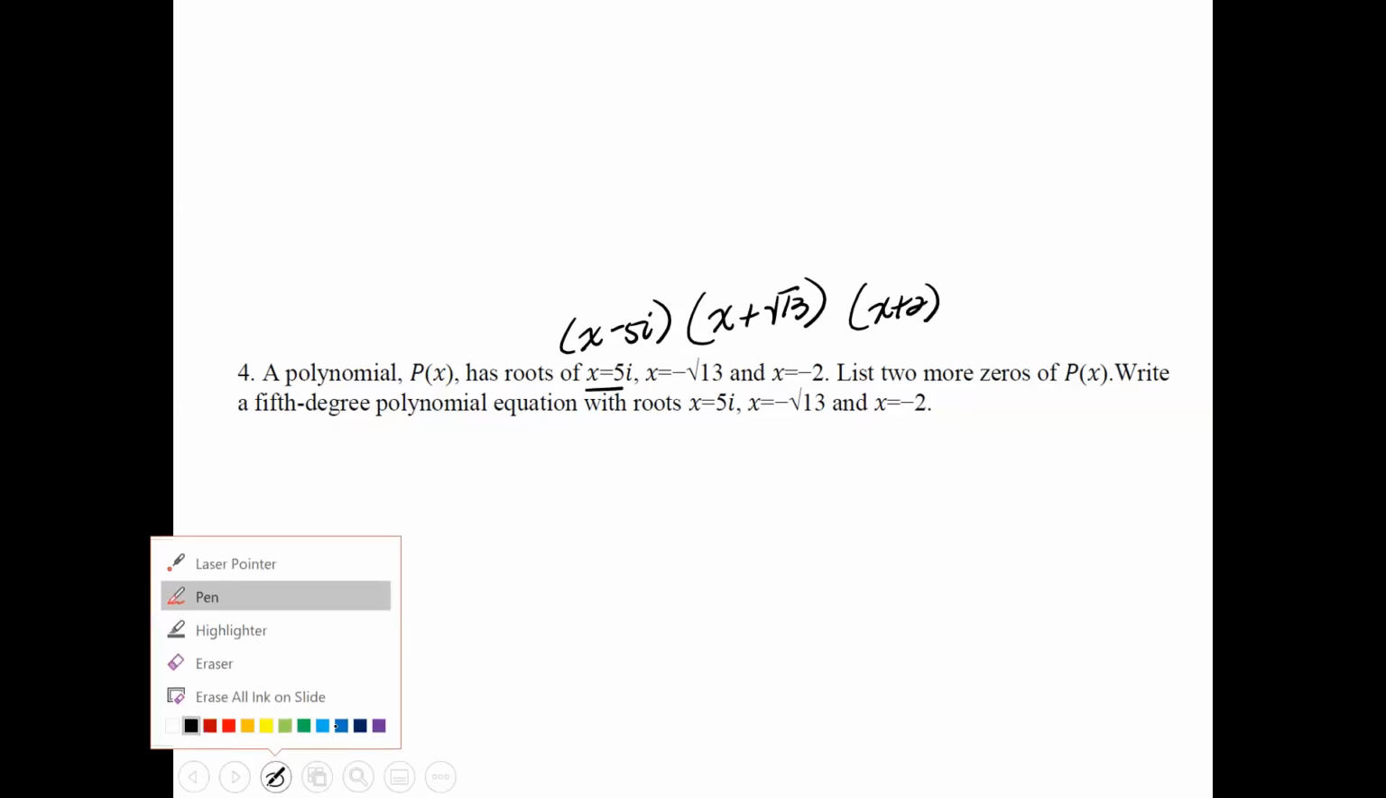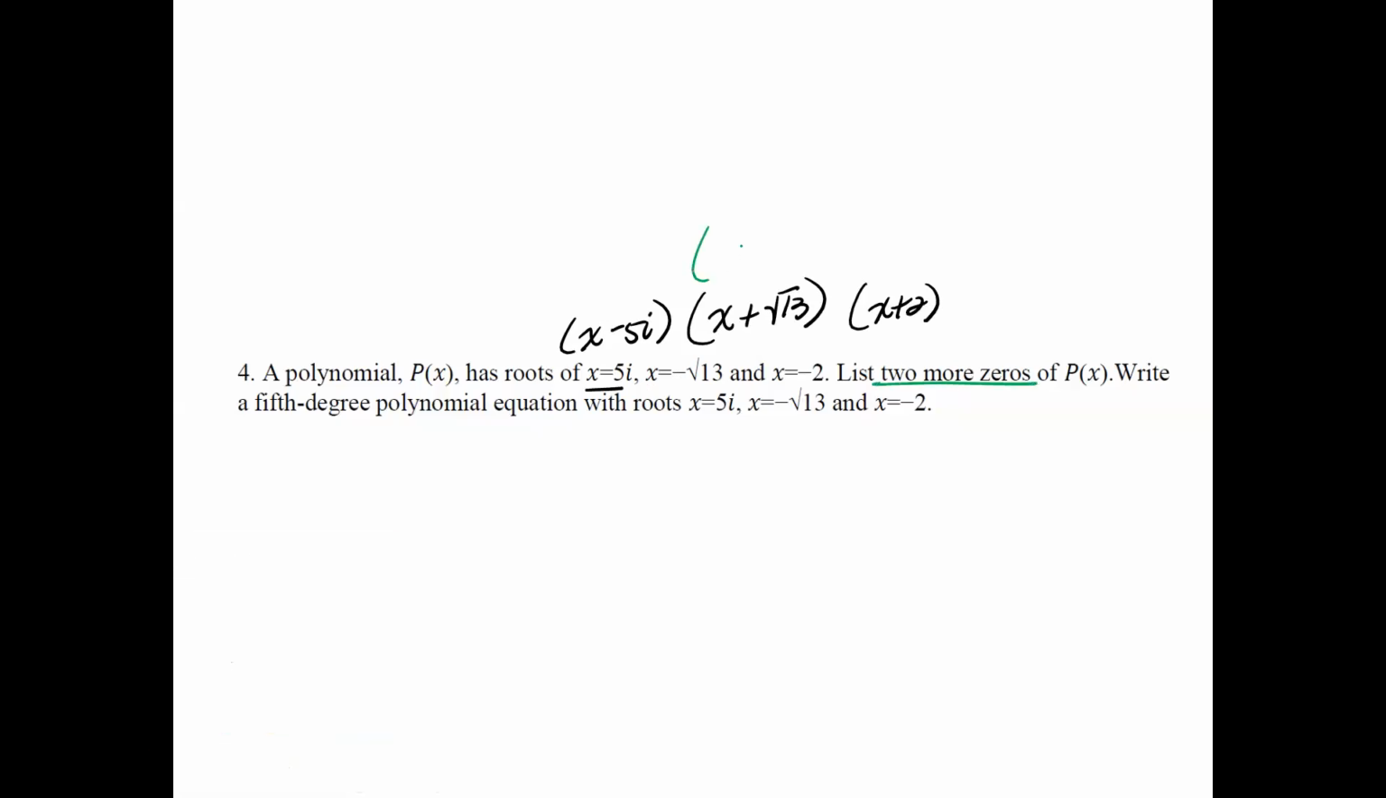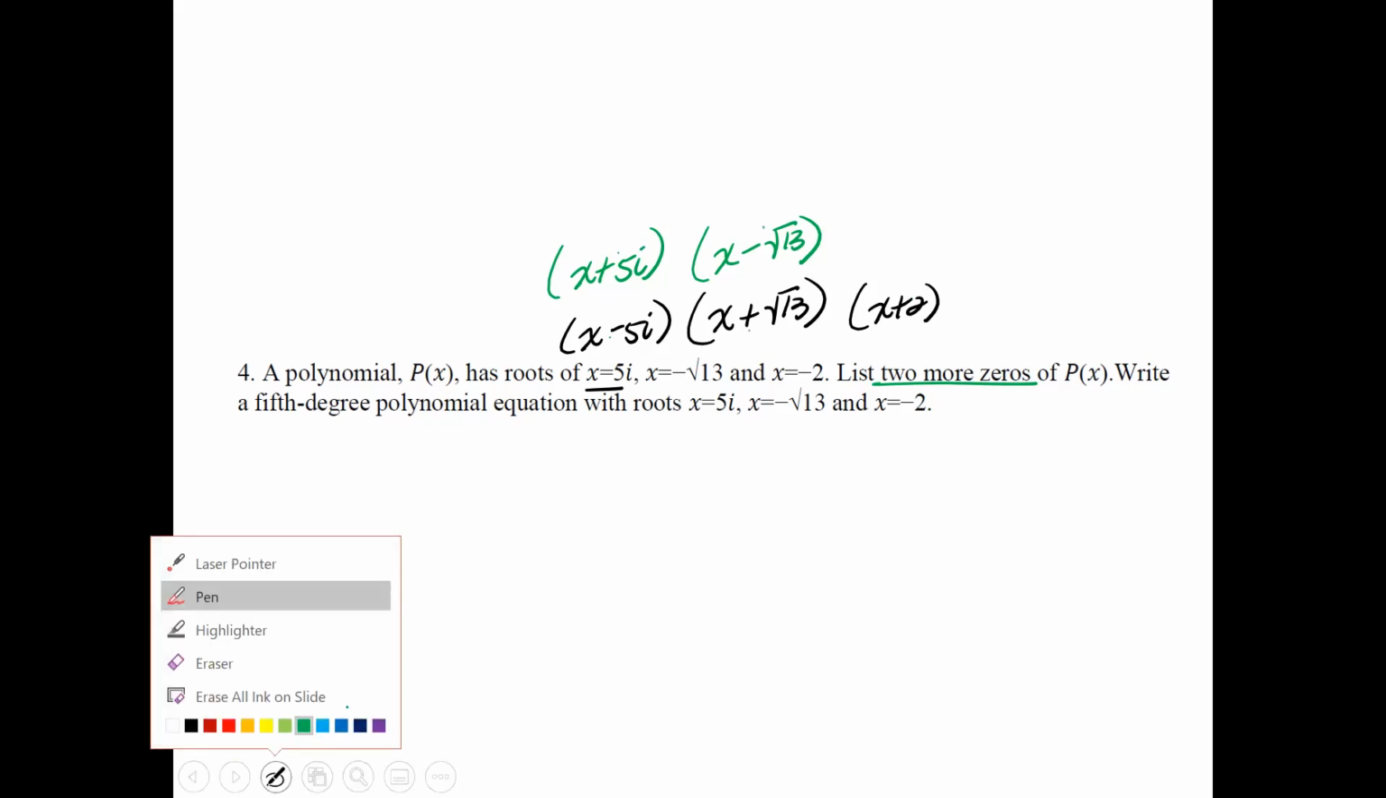So here's a polynomial. It has a root x equals 5i. So you know it's x minus 5i. X equals a negative square root of 13. So it's x plus the square root of 13. And x equals negative 2, so it's x plus 2. It's asking you to go ahead and list 2 more zeros. So you know by the conjugate root theorem, that will be the first one, and then this will be the second one. Then write the 5th degree polynomial equation. So 1, 2, 3, 4, 5 is what I have. So you know this is going to be a massive task with a lot of FOIL.